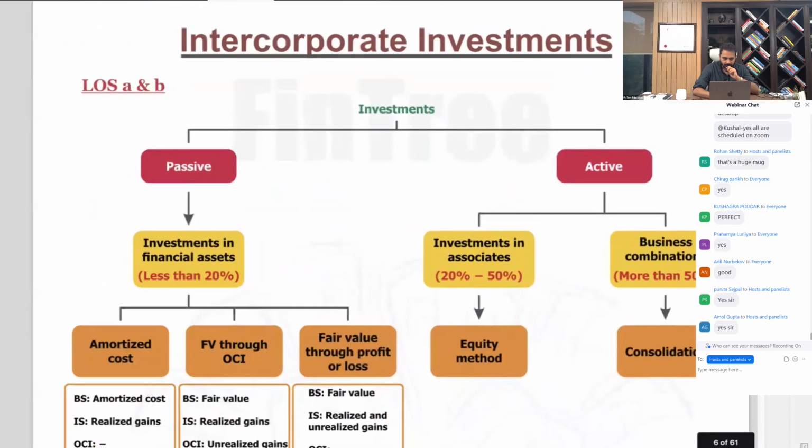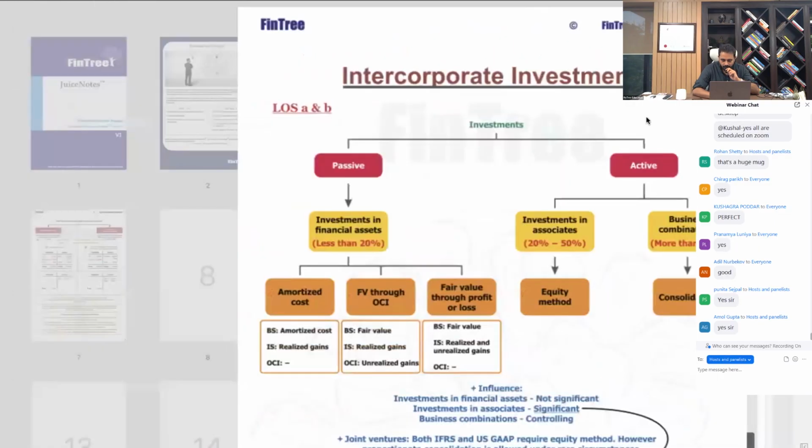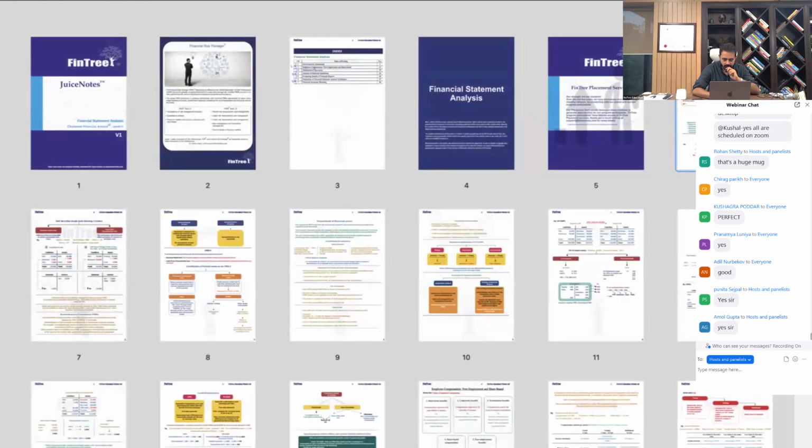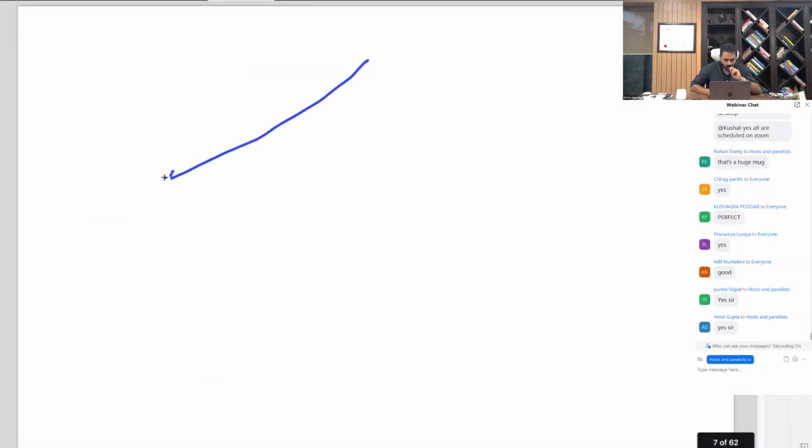So this is your intercorporate investment. I'll first give you an overview of what this is all about. We know intercorporate investing is one company literally investing into another company. We broadly divide these intercorporate investments into three buckets, maybe a fourth one.